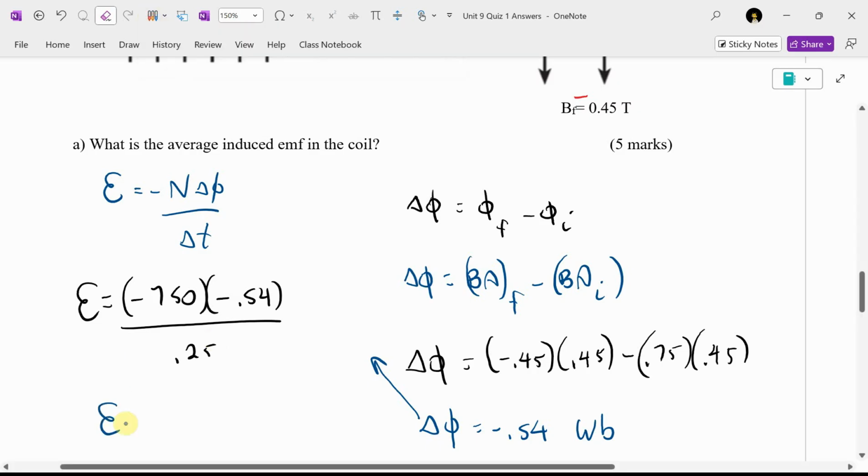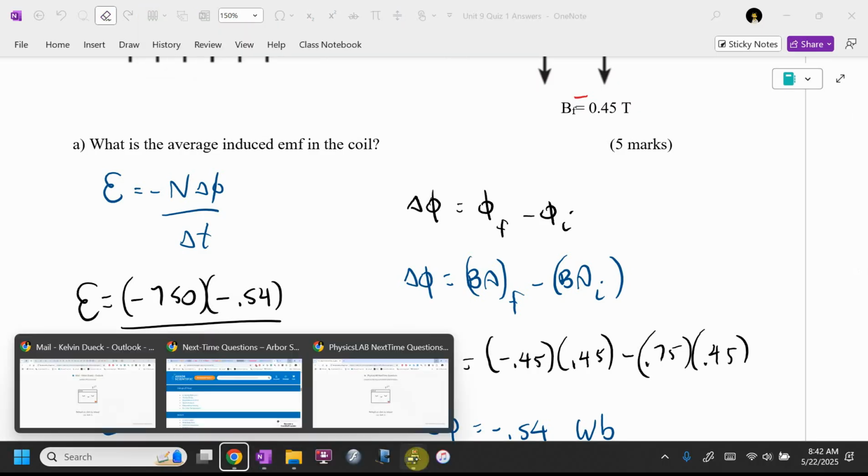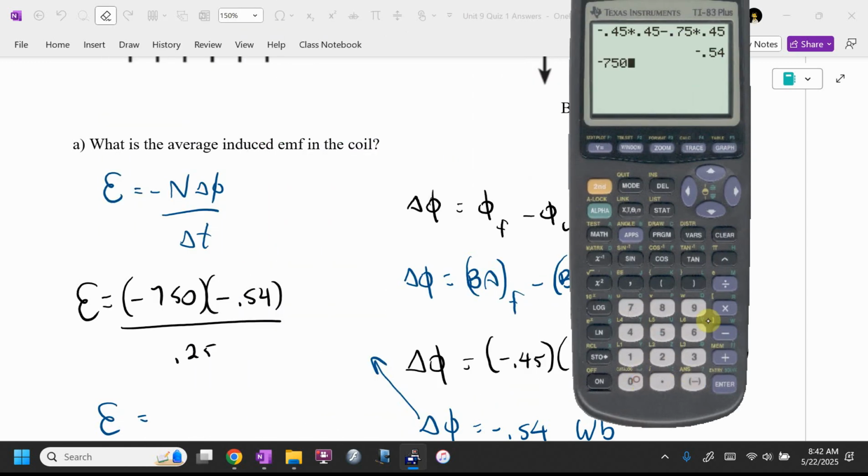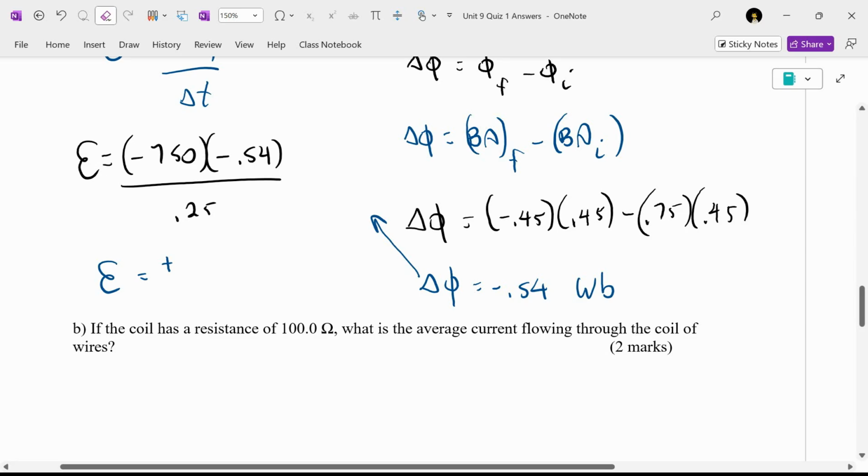What's the average induced EMF? Let's see. Negative 750 times negative 0.54 divided by 0.25, 1,620. I would have to take either positive or negative 1,620 because you might have let the first one be negative and the second one be positive. It's all relative. Which, by the way, you're getting an alternating current here, so you are going to get a positive and a negative voltage anyways.